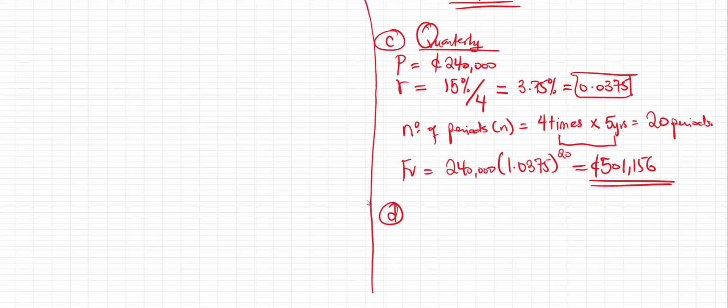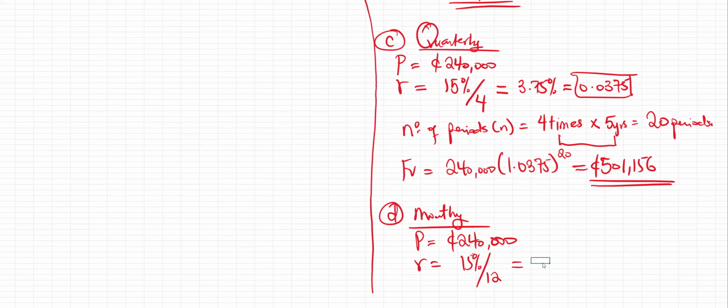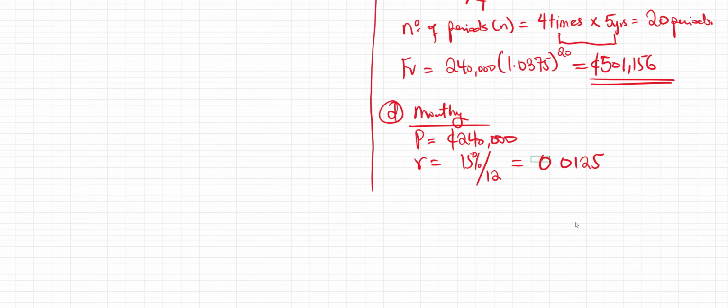Let's try monthly. Now you get a flow, right? So monthly, we know our principal is still 240,000. What is our rate? 15% per annum, but we have 12 months in a year. So 15 divided by 12 is 1.25, which gives us 0.0125. Okay. Now we've gotten the rate.